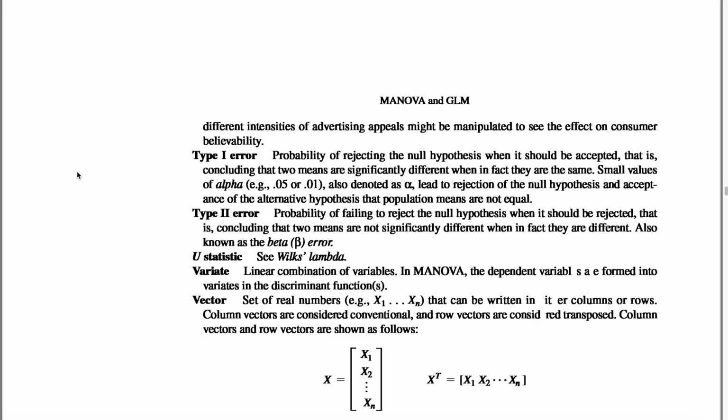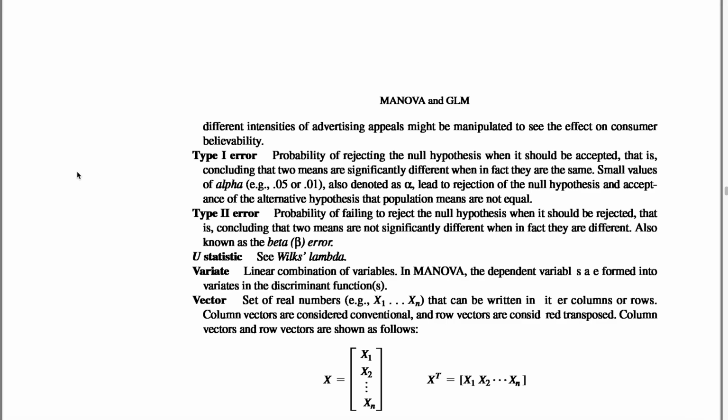Small values of alpha, that is 0.05 or 0.01, also denoted as alpha, lead to rejection of the null hypothesis and acceptance of the alternative hypothesis that population means are not equal. Let's talk about Type II error: probability of failing to reject the null hypothesis when it should be rejected, that is, concluding that two means are not significantly different when in fact they are different, also known as the beta error.